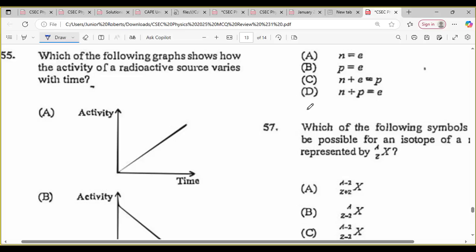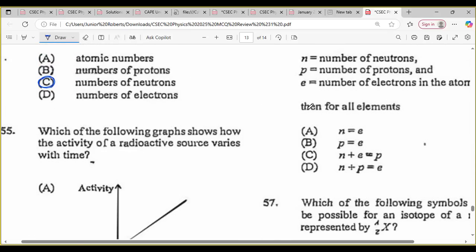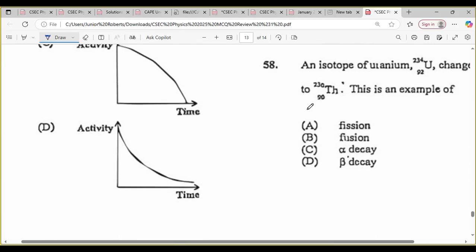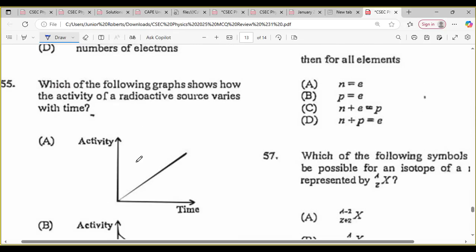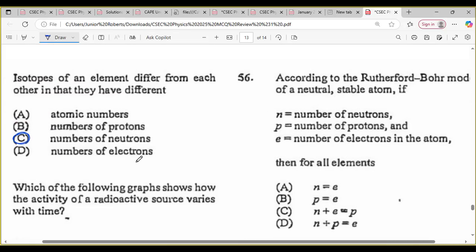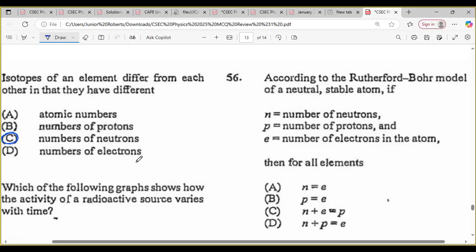55 now says, which of the following graphs shows how the activity of a radioactive source varies with time? So our answer in this case will naturally be D, right? Since we expect the activity to decrease in a nonlinear manner as time progresses. So 55 is D.